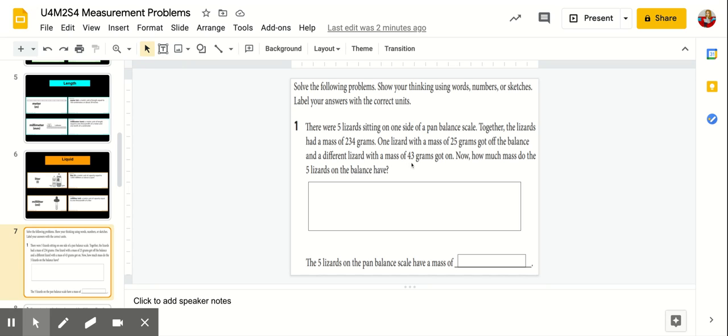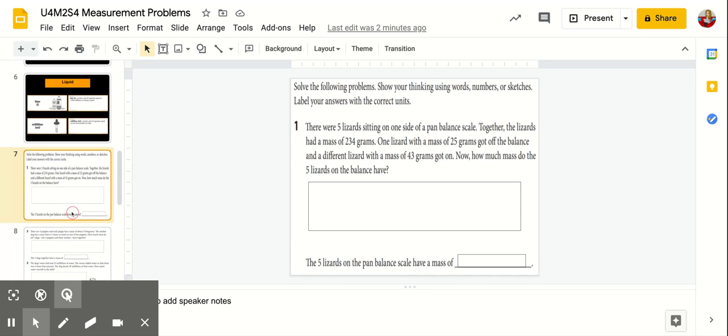I'm going to do some of these with you. So first of all, we need to read the problem. There are 5 lizards sitting on one side of a pan balance scale. That's the kind of scale that you used the other day, the virtual one, where you put weight on one side to figure out how much mass something has. Together, the lizards have a mass of 234 grams. So 5 lizards have a mass of 234 grams.